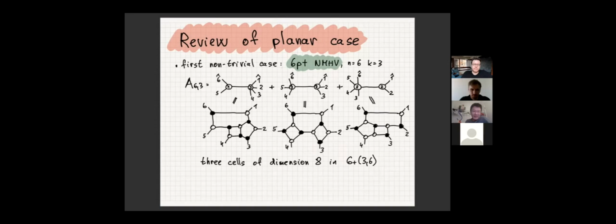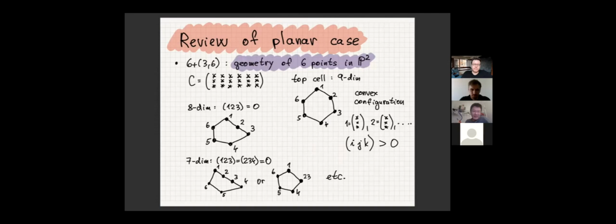We use these BCFW recursion relations. We get a sum of 3 terms corresponding to 3 on-shell diagrams. Now, these are 8-dimensional cells in G+(3,6), so they are not top cells anymore. They are codimension 1, imposing 1 constraint. And the G+(3,6) is a geometry of 6 points in P2.